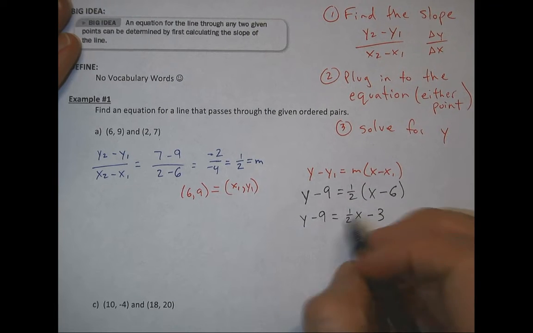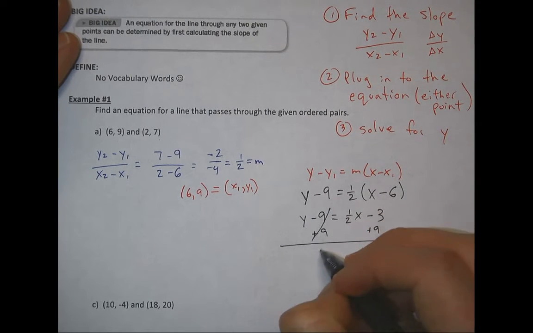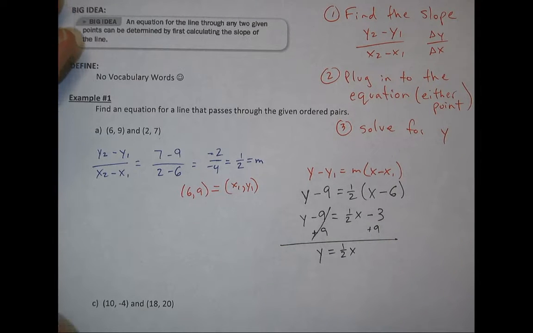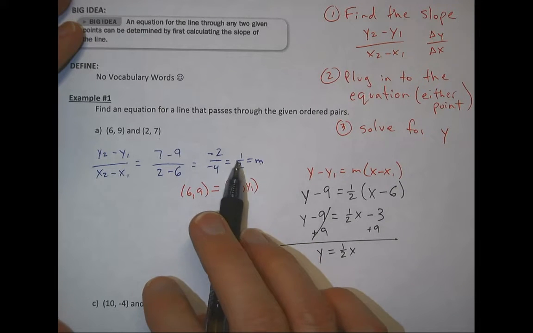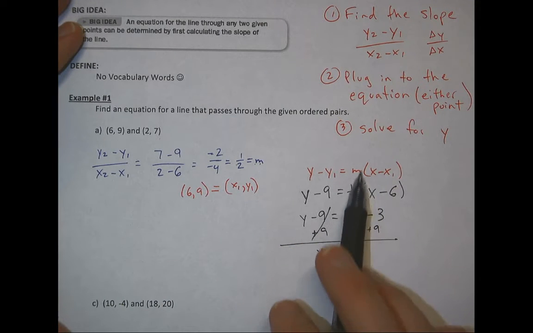Almost done. Get y by itself. So we're going to add 9 to both sides. Now it's in that y equals mx plus b form. Still have 1/2 x, and think about why that makes sense. We already figured out the slope was 1/2. So in this equation, the slope spot is 1/2.